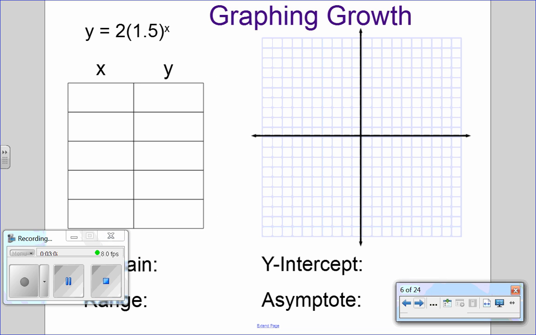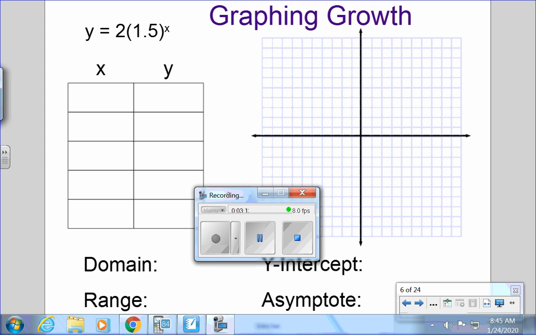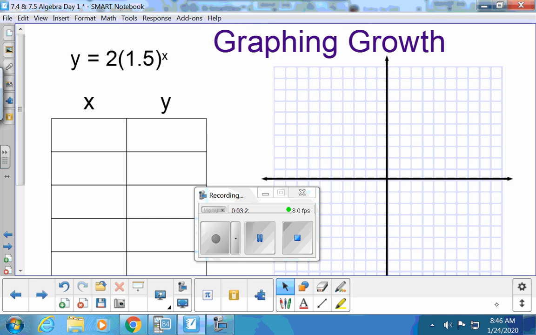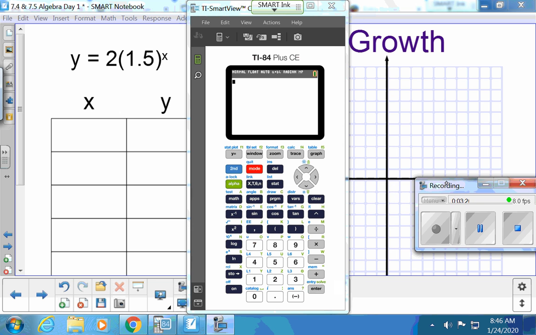Okay, it's time to get our graphing calculators rolling. So we're going to type this equation into y equals, fill out a table, draw in the graph, and answer some domain and range questions. Okay, let me get my calculator up and rolling. It's been so long since we've graphed things, huh? You hit y equals to get into where the formulas go.